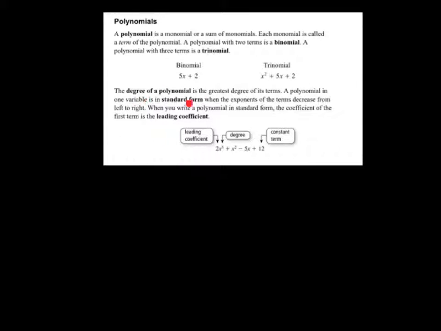The degree of a polynomial is the greatest degree of its terms. The degree, remember, that's going to be the exponent. So you want to look at the highest exponent. For example, in this polynomial that they've given us, the degree would be 3, or a cubic, because 3 is the highest exponent.